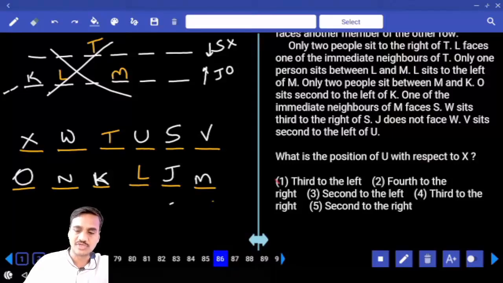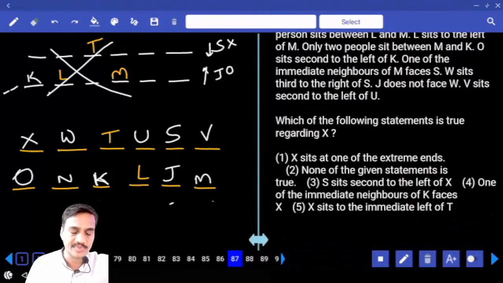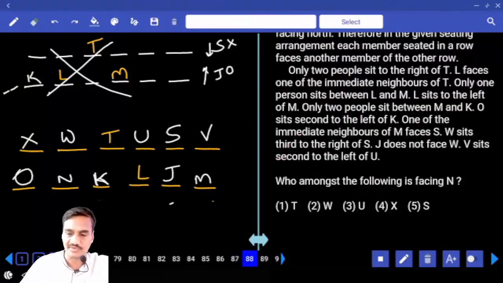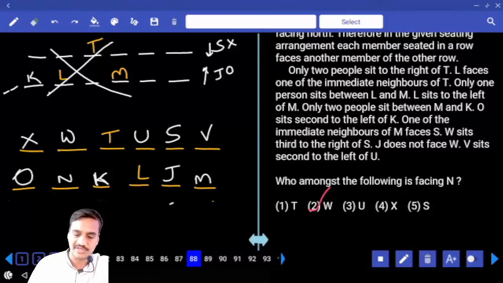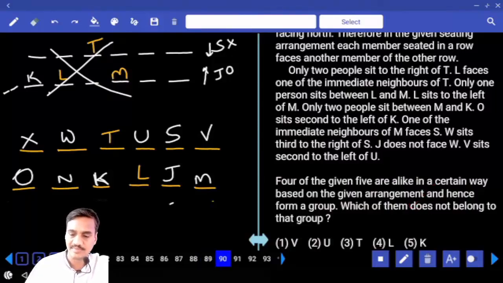Third to the left, that is choice 1, question number 86. And 87, which of the following statements is true? X sits at one of the extreme ends. That is definitely true or not? Yes, both 1 and 2, we can go for that one. Who among the following is facing N? W, choice 2, question number 88. And 89, who among the following is facing V? M, that is given in choice 5, question number 89.